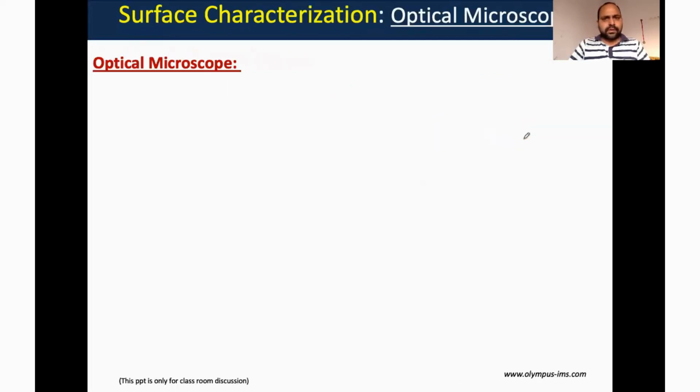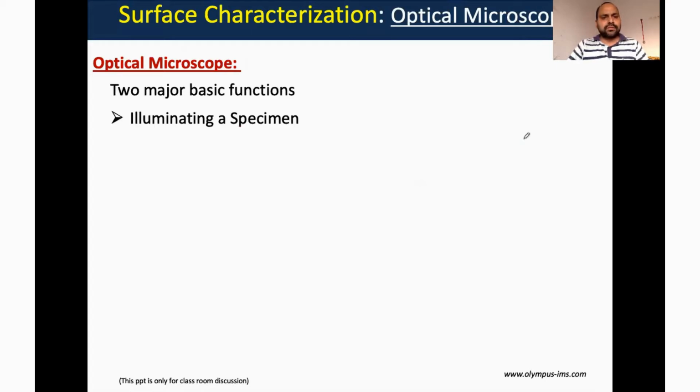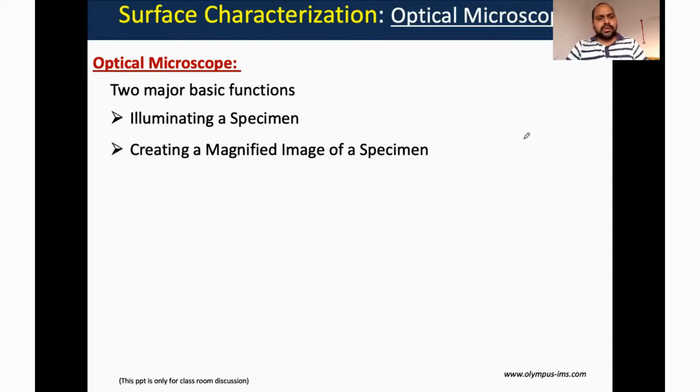The optical microscope is a technique I think everybody is familiar with. I think you have already gone through a few measurements in the physical metallurgy lab. So I'm not going to talk about the optical microscope in detail, but in general it has two functions. One, we can illuminate our specimen so that we can get a very good quality picture and visualize it properly, and then it can create a magnified image of any sample or specimen.